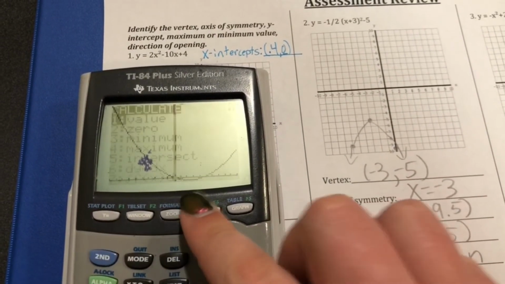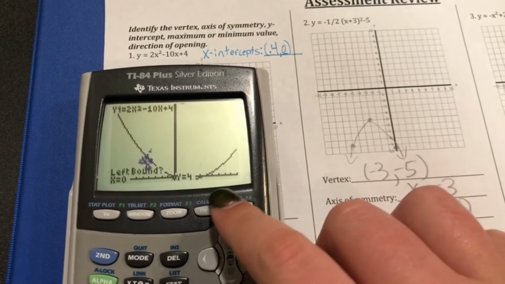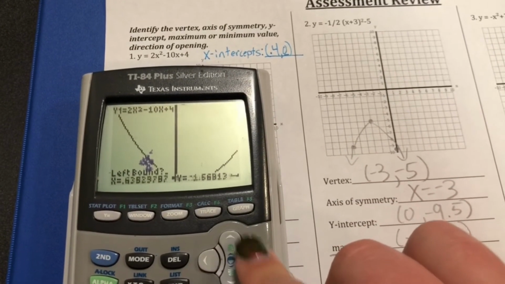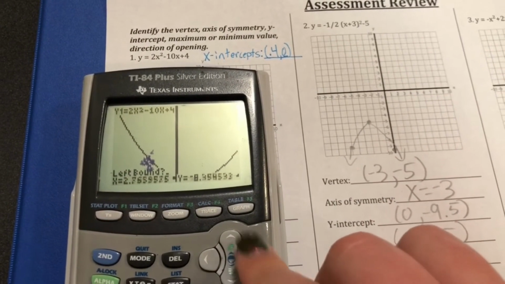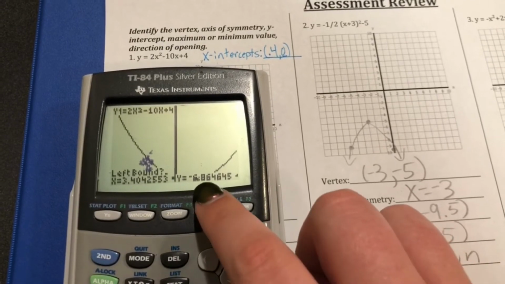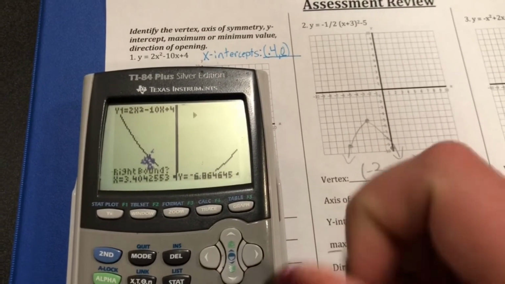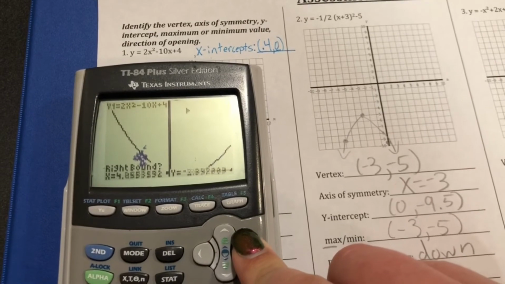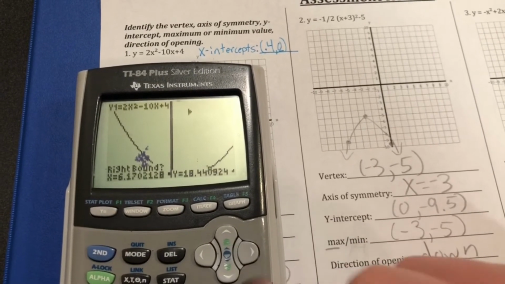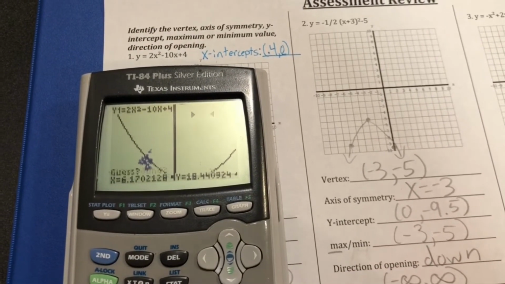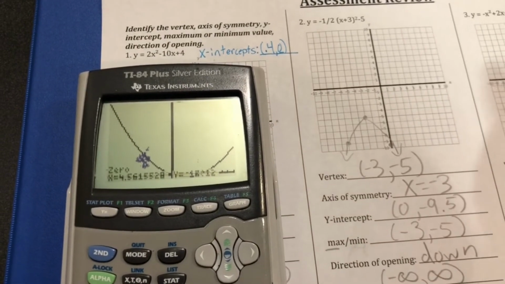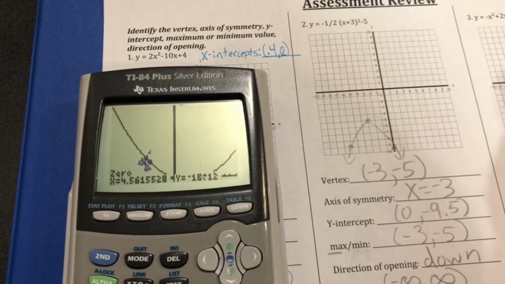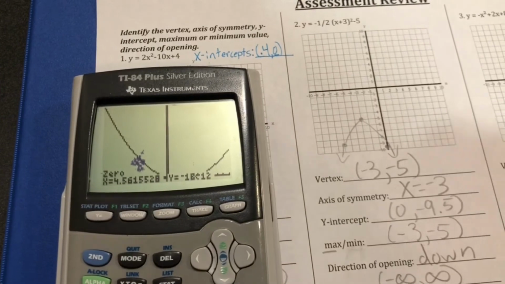So second, trace, 0, blinking thing, arrowing over. It is on the left side, so I'm gonna hit enter. Gonna arrow over till I make sure I'm on the right side. I am, so I'm gonna hit enter again, and that is 4.6 is how I would round that.